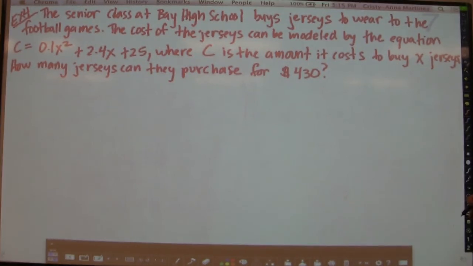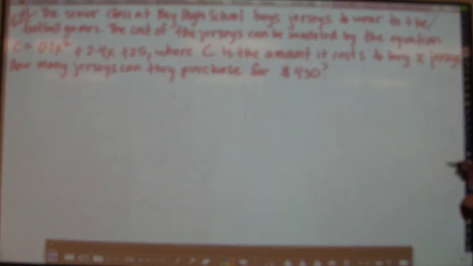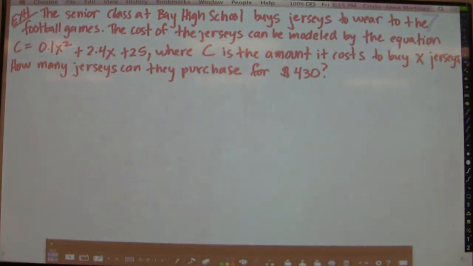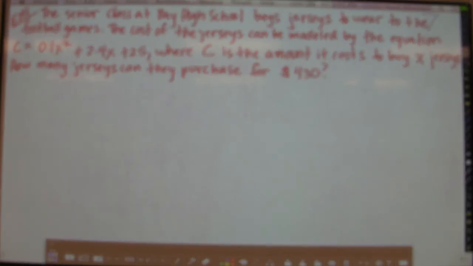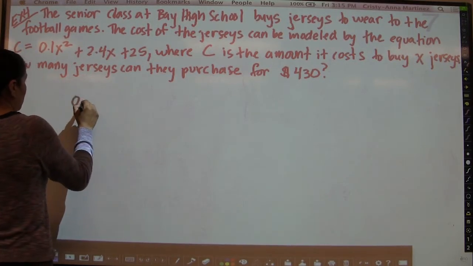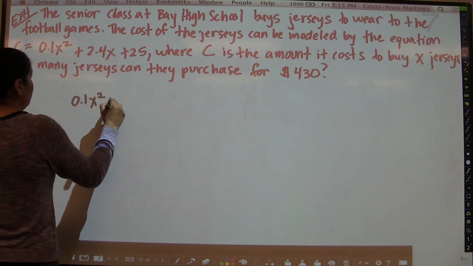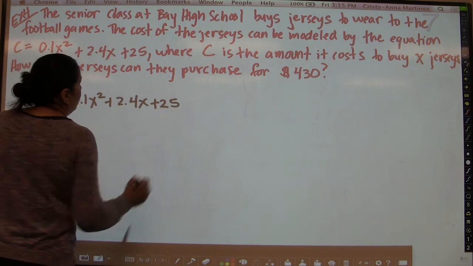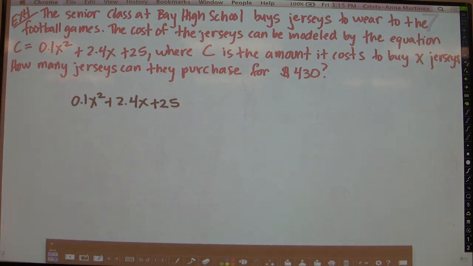So here we have our last example, example 4. It says the senior class at Bay High School buys jerseys to wear to the football games. The cost of the jerseys can be modeled by the equation C equals 0.1x squared plus 2.4x plus 25, where C is the amount it costs to buy x jerseys. How many jerseys can they purchase for $430?